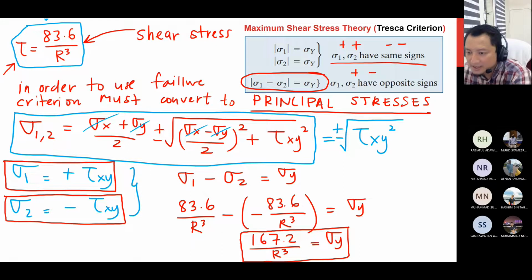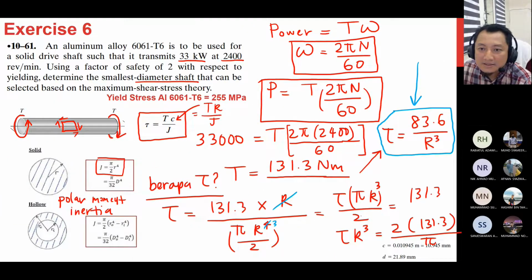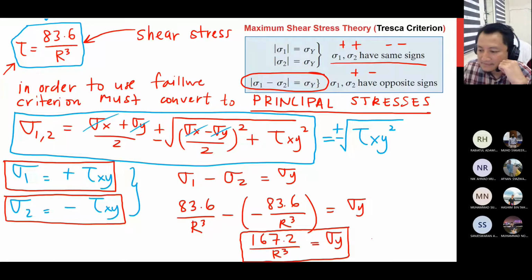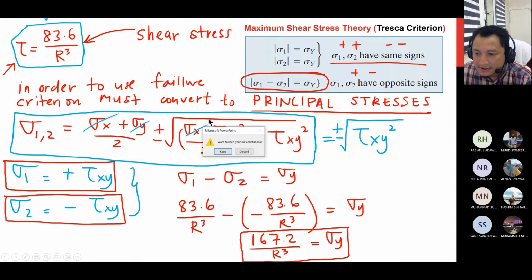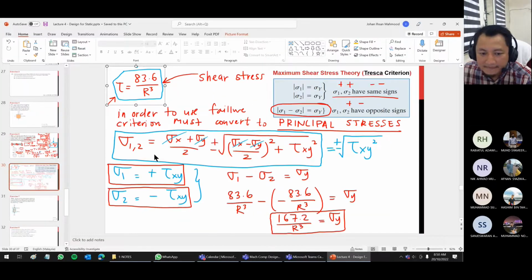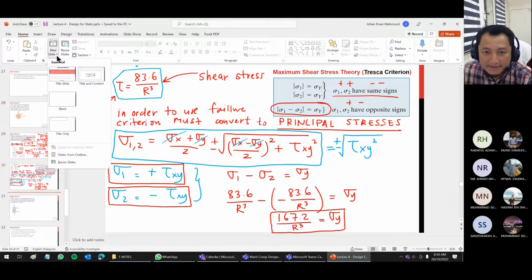Again, ada factor of safety tak tadi ya? Factor of safety dia mesti 2. So, macam mana nak buat ni? Tambah lagi satu page ni. Keep. New slide.